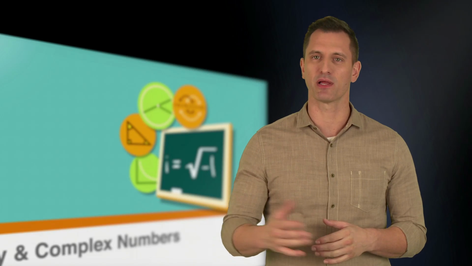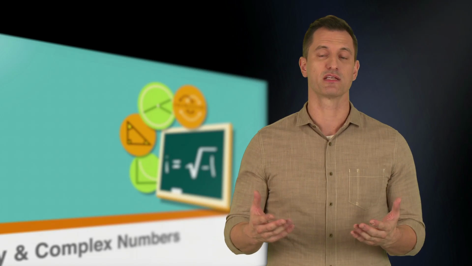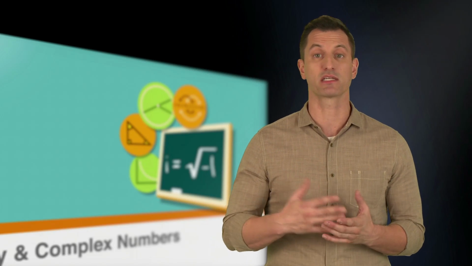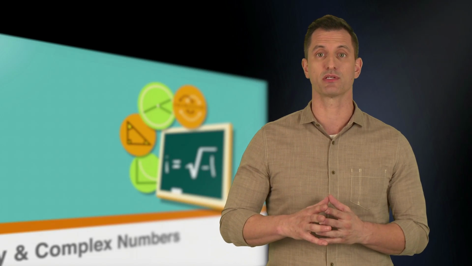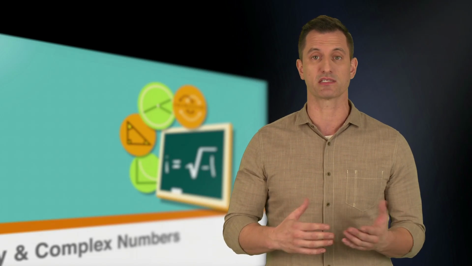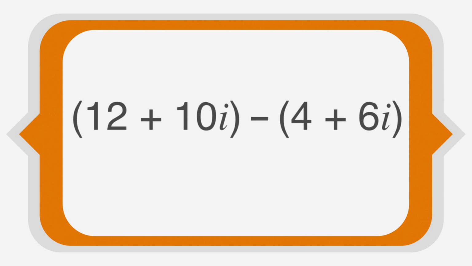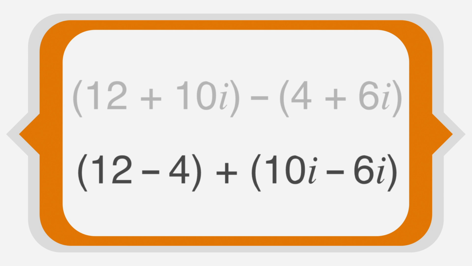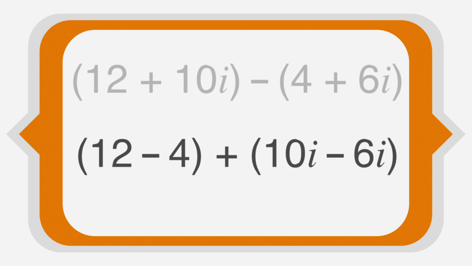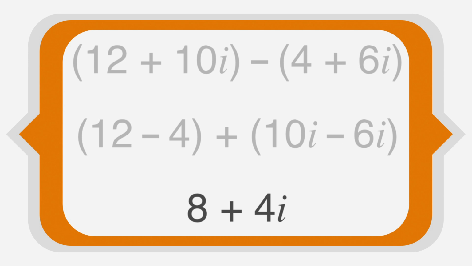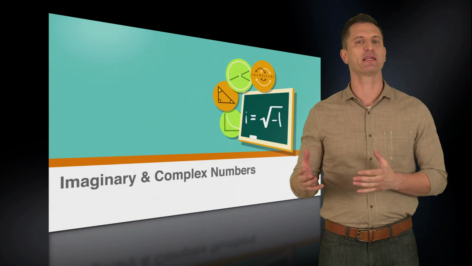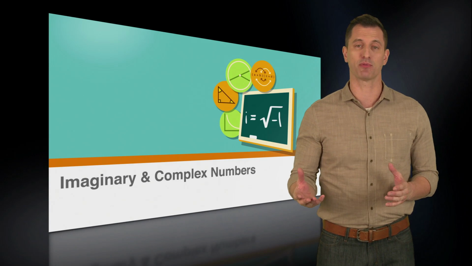Now let's look at complex numbers. As you've probably guessed, subtracting complex numbers is basically the same thing as adding complex numbers, but with a minus sign instead of a plus. Let's look at an example. 12 plus 10i minus 4 plus 6i. We can break this down to 12 minus 4 plus 10i minus 6i, which gives us 8 plus 4i. So we've talked about adding and subtracting i as well as complex numbers.